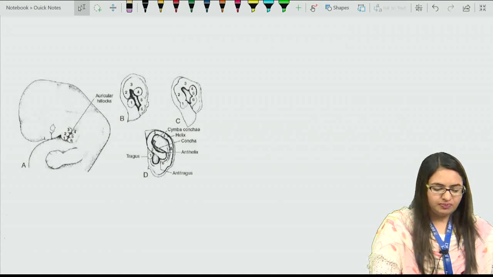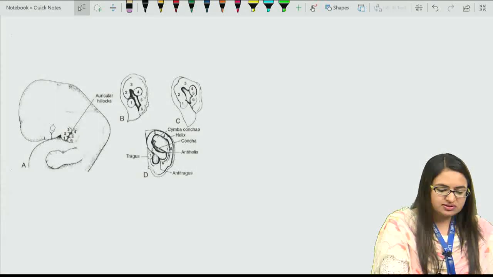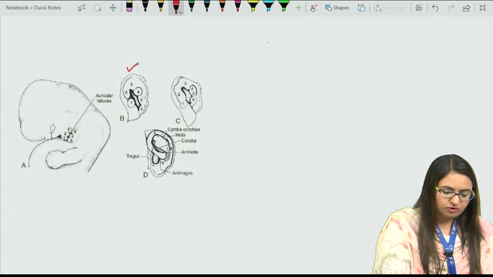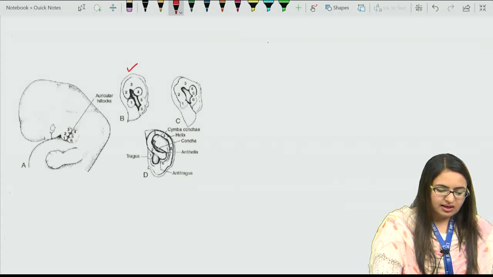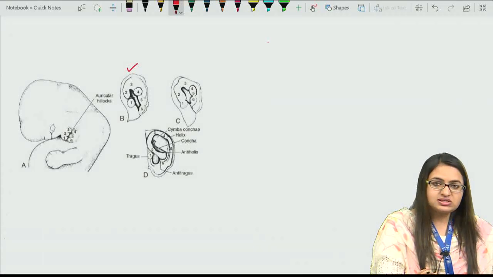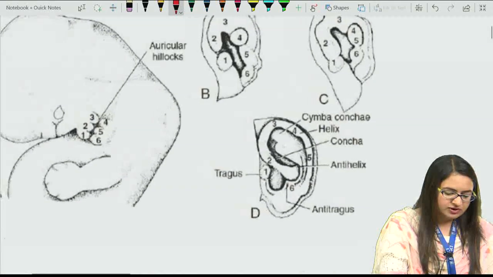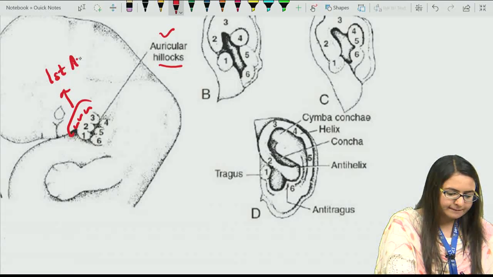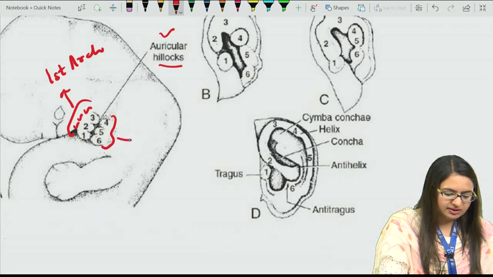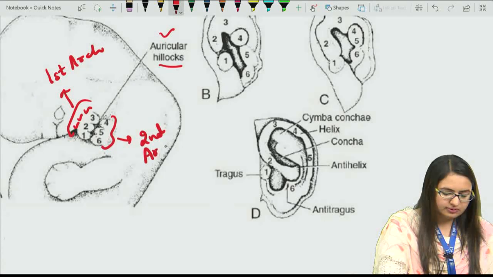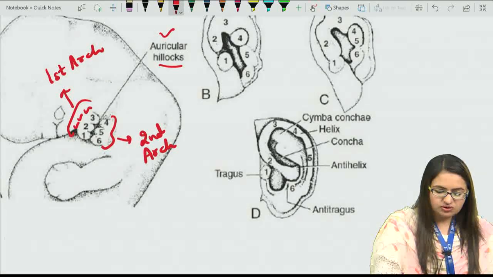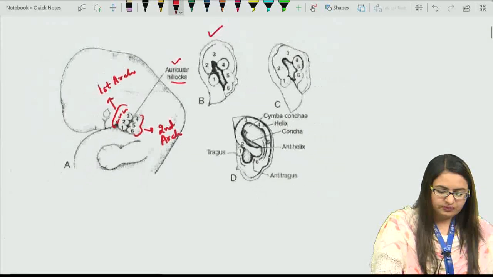Now this picture is showing the development of the external pinna. As we have just discussed, the ear pinna develops from the 6 auricular hillocks. Over here we can see there are 6 auricular hillocks, which are derived from the first and the second pharyngeal arch. The first 3 are derived from the first arch, and the next 3 are derived from the second arch. And they are surrounding the external acoustic meatus. Later on they will lead to the formation of various portions of the ear.